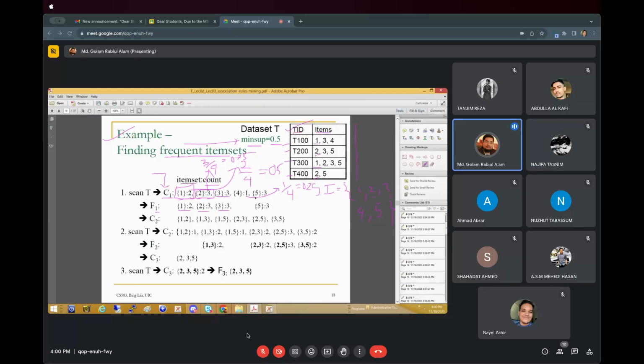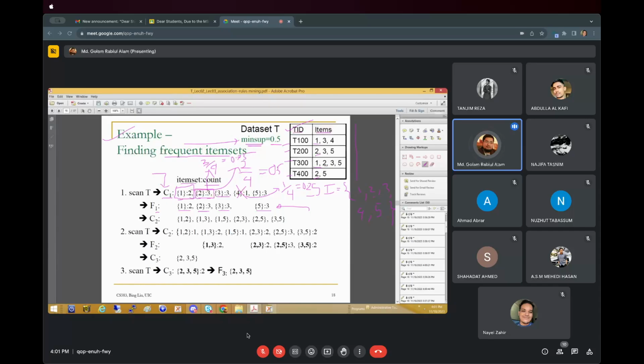For item 4, the support is 0.25, which is below the minimum support threshold of 0.5, so we have to drop this one. Then item 5 appears 3 times, which means 0.75, so we have to keep it. These are called the item sets of one item.